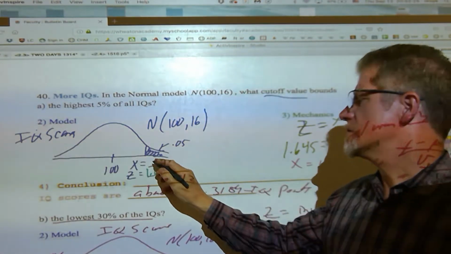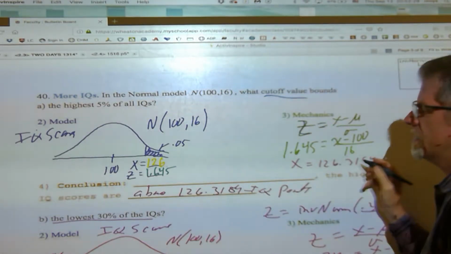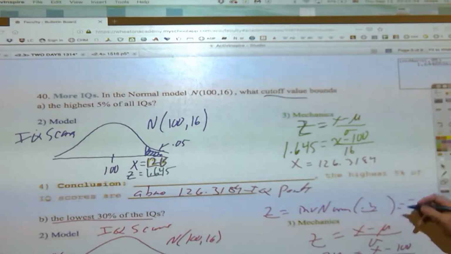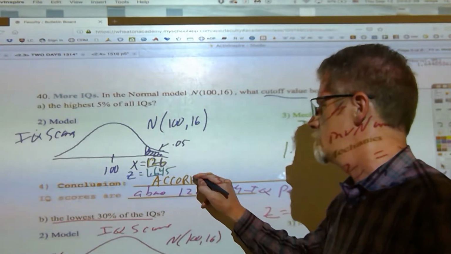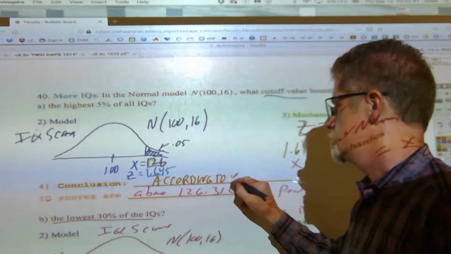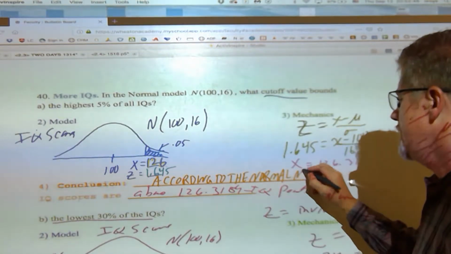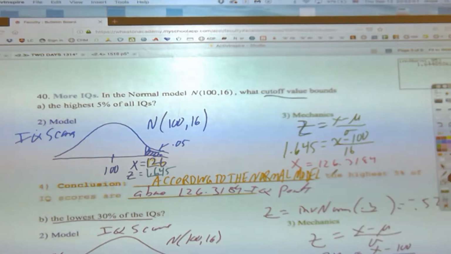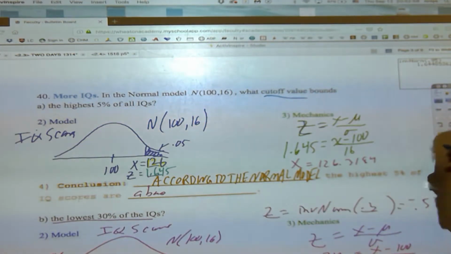We're going to carry it over. Here's our fourth number, 126. Kind of hard to see in yellow. There it is in blue. So conclusion, according to the normal model, in case you can't see that. It says, according to the normal model, just like all the other ones, the highest 5% of scores are above 126 IQ points. So here we go, above 126 IQ points.